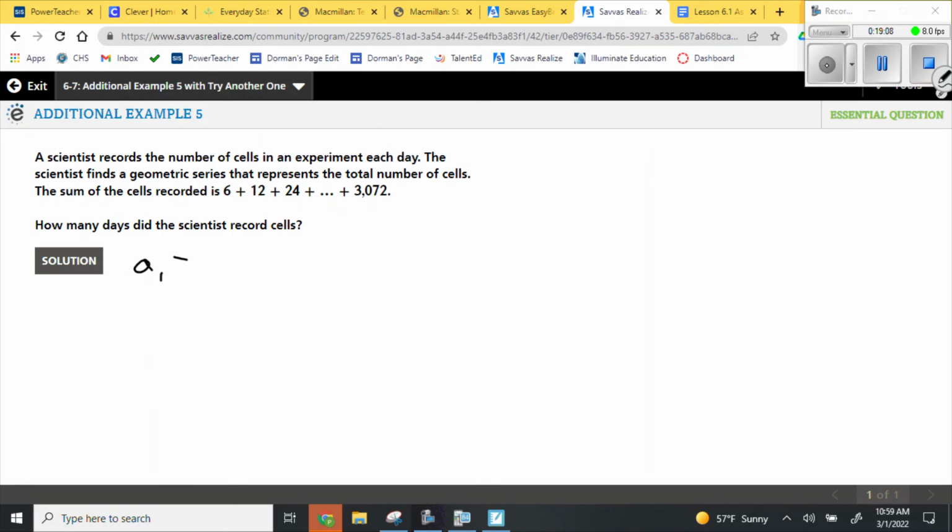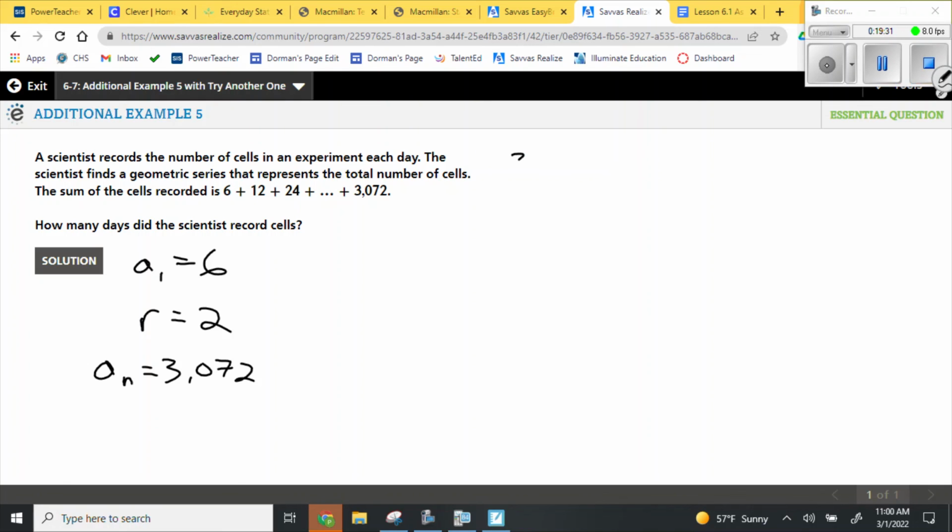What do we know? We know that a sub 1 is 6. What is r? r is 2, right? 12 divided by 6 is 2. 24 divided by 12 is 2. Looks like r is 2, right? What else do we know? We know that a sub n, our last term, is equal to 3,072. Sweet.